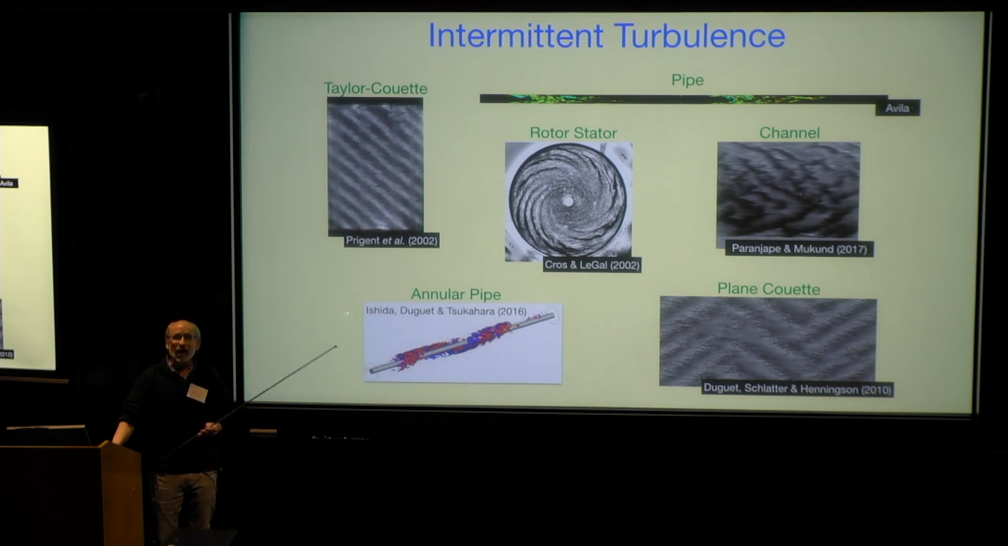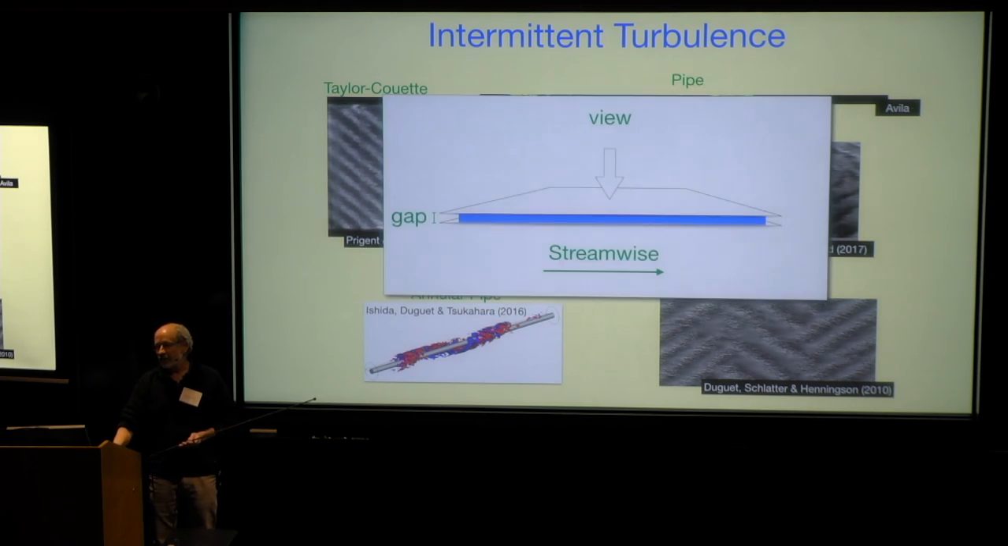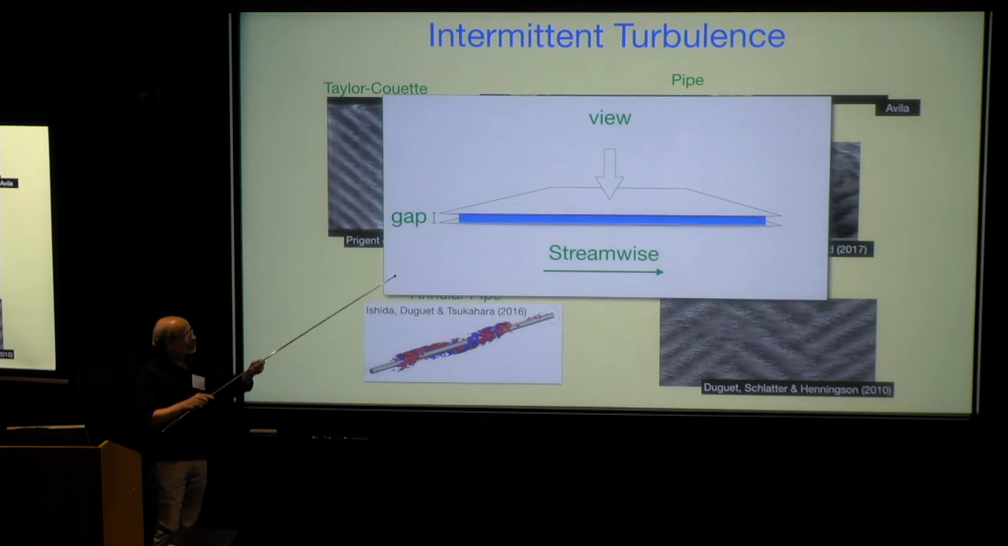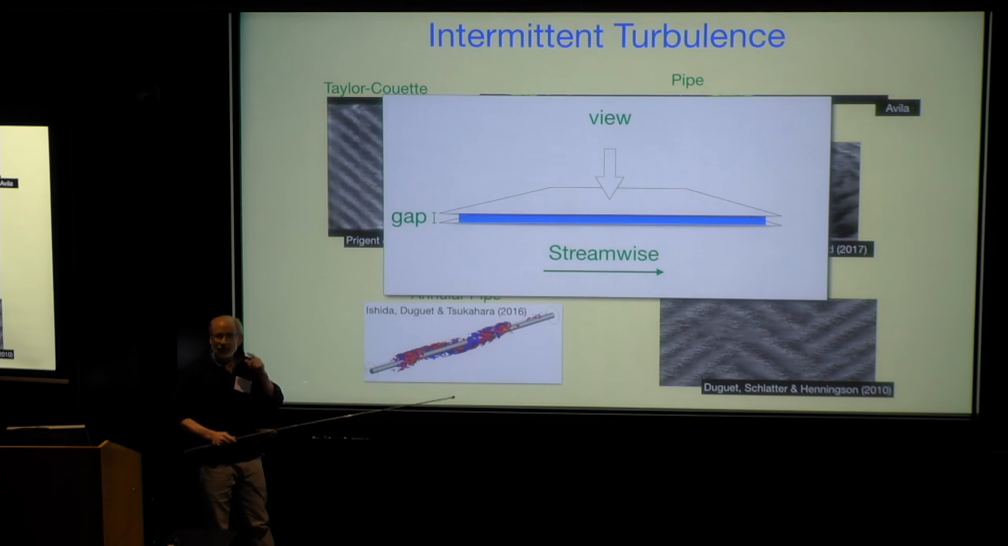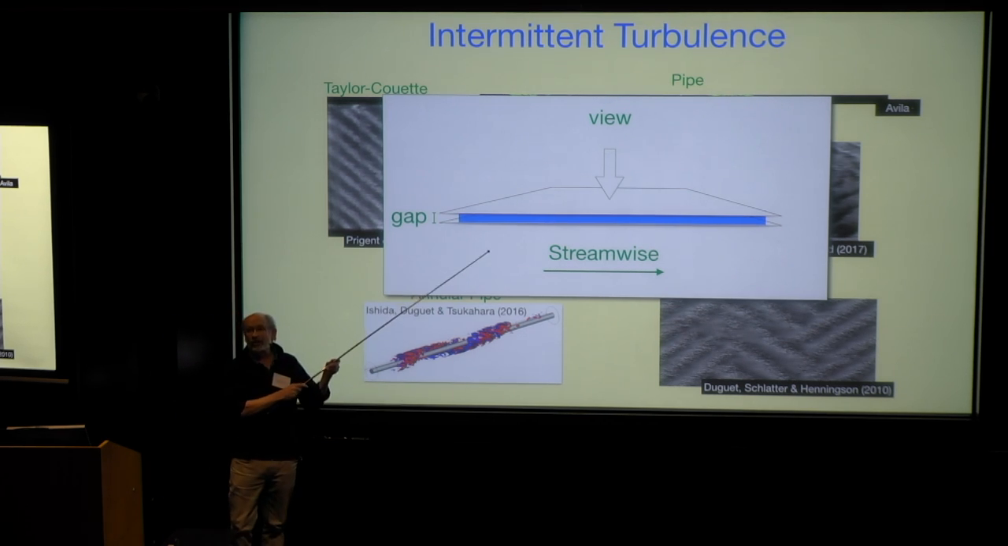All right, so these are a variety of different shear flows, and they all show this intermittent transition. You see dark and light in here indicates turbulent and laminar flow. Just to give you some idea, you're looking often perpendicular to that. And this question was asked, and I want to just comment, and I don't have an answer to it, but these are all confined flows, and I do think that that is relevant.